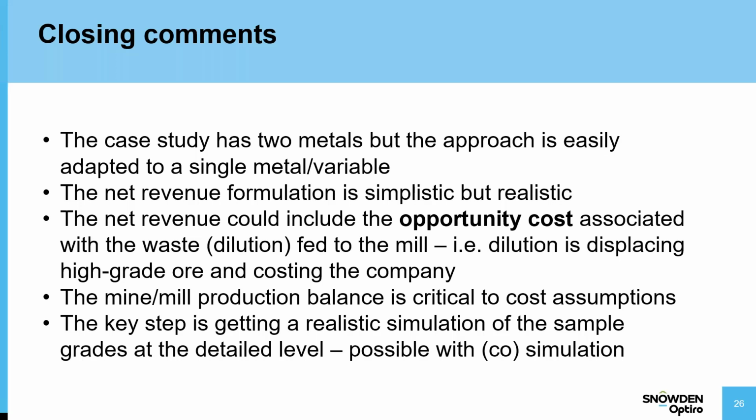The net revenue formulation, it's simplistic but realistic. Remember, I mentioned that we could make it more complicated by considering the opportunity cost. The key point, as I did mention to you, is this mine-mill production balance. Depending on the balance, in other words, the rate of the material produced from the mine versus the capacity of the mill, the cost might change.